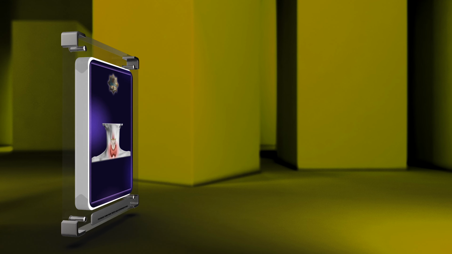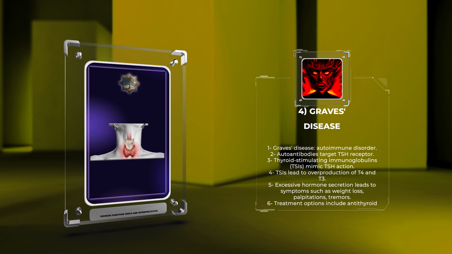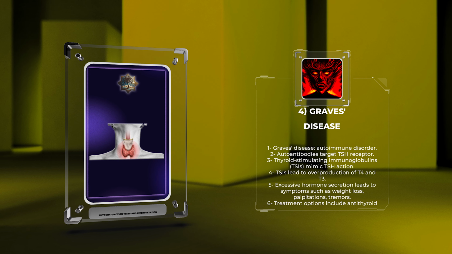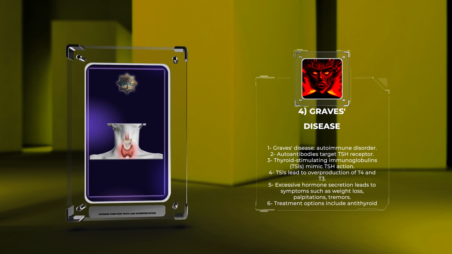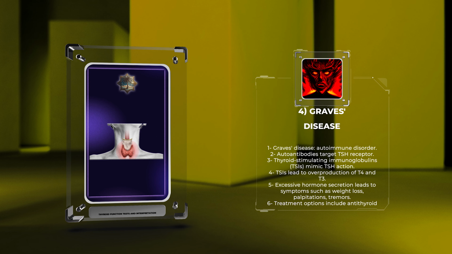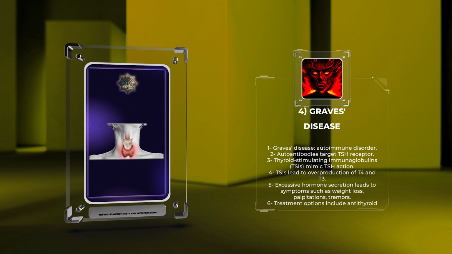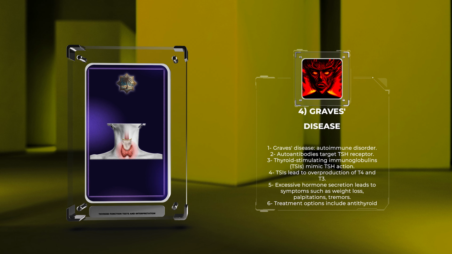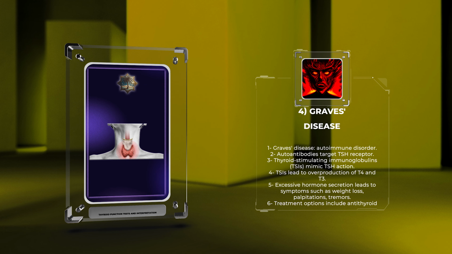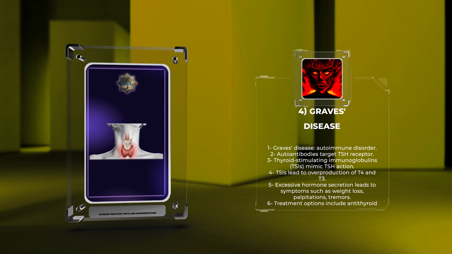Graves' disease is an autoimmune disorder characterized by the production of autoantibodies against the TSH receptor. These autoantibodies, known as thyroid-stimulating immunoglobulins, TSIs, mimic the action of TSH on the thyroid gland. TSIs bind to the TSH receptor, leading to the overproduction of T4 and T3. This excessive thyroid hormone secretion leads to symptoms such as weight loss, palpitations, tremors, heat intolerance, and goiter.